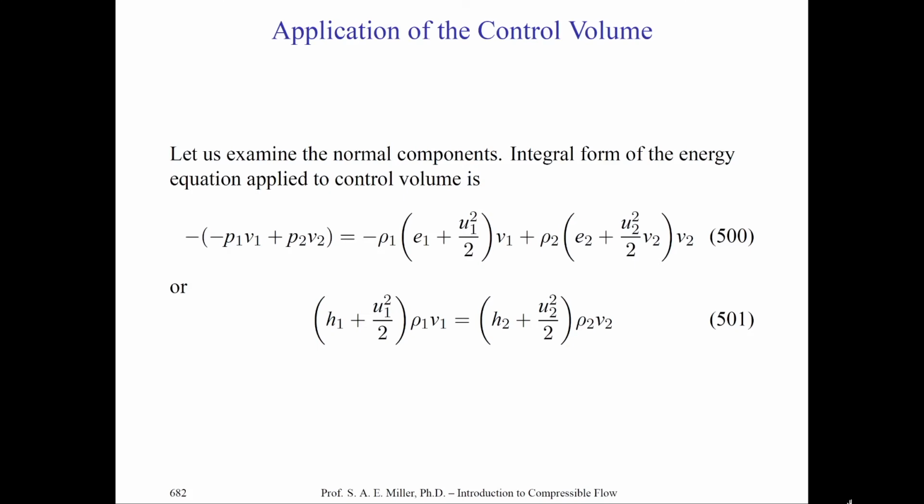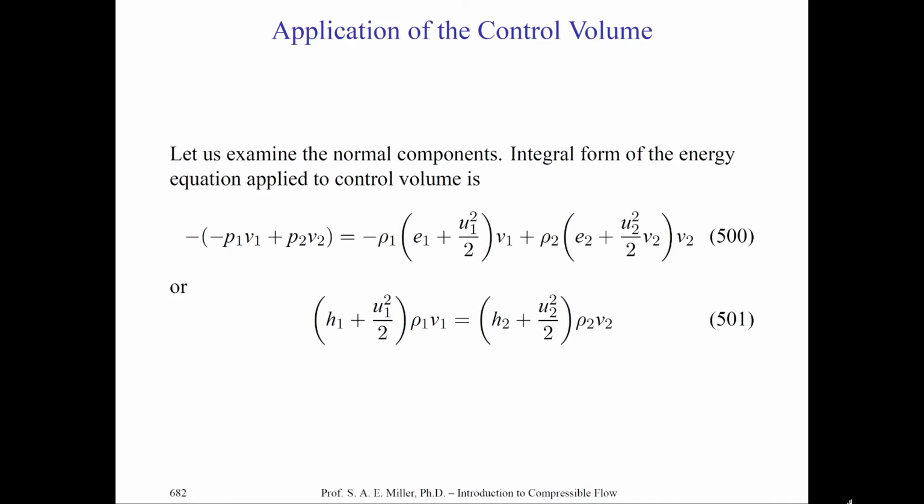We'll have negative P1 V1 plus P2 V2 goes as negative rho 1 (E1 plus U1 squared over 2) V1, plus rho 2 (E2 plus U2 squared over 2) V2 times V2. Work out this mathematics yourself and see if you can recover this equation. This is an exercise in the class, which I encourage.